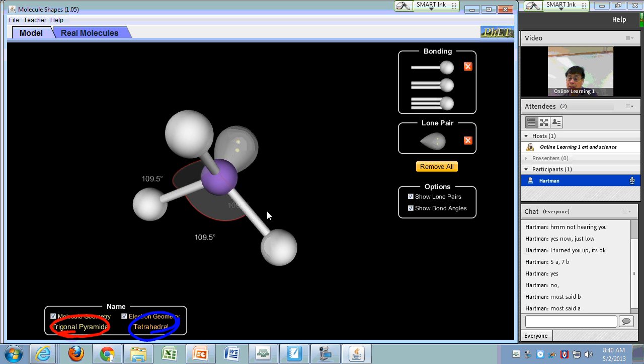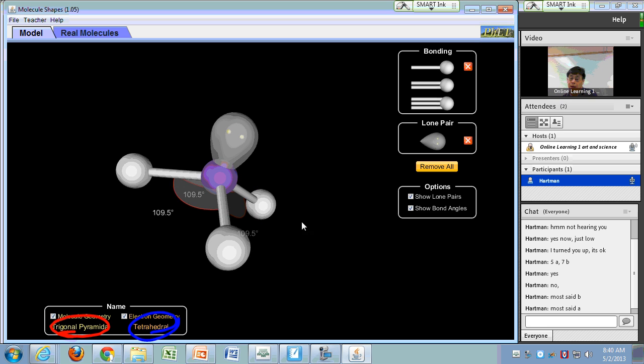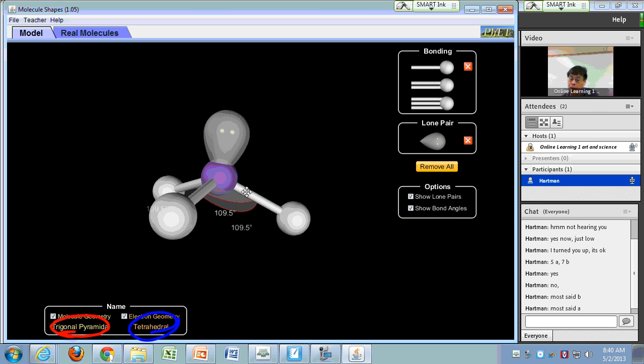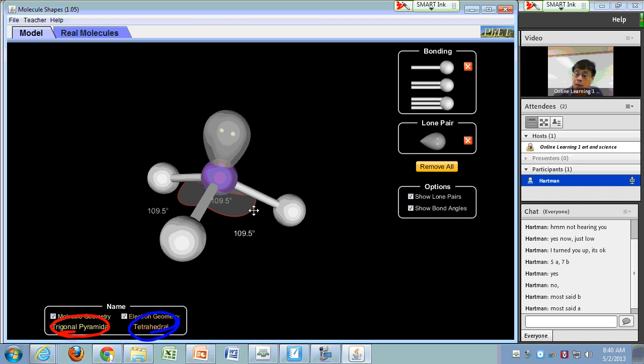Okay, so it's still tetrahedral geometry, right? There's still 4 groups sticking out of your central atom. So there's 1, 2, 3, 4 groups still sticking out of your atom. It's still tetrahedral, but look at the name of the shape for the molecule. It's not tetrahedral anymore. You call that trigonal pyramidal.